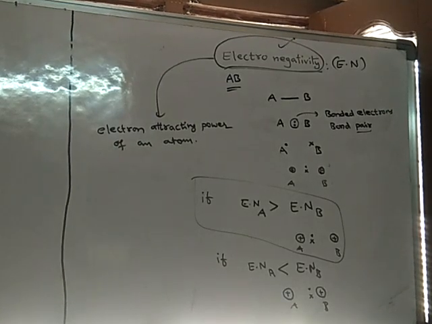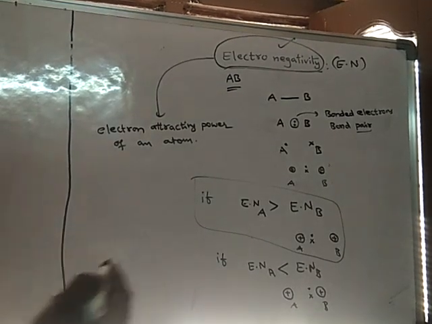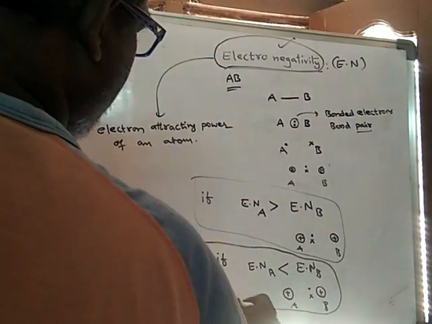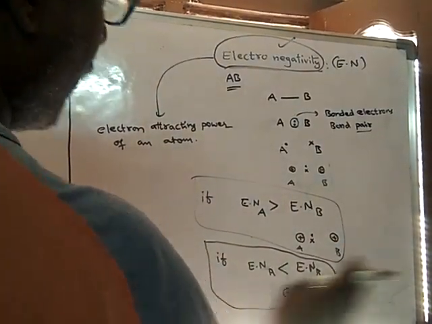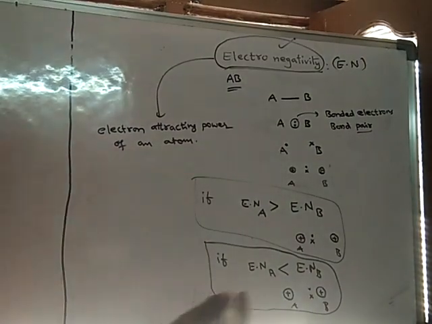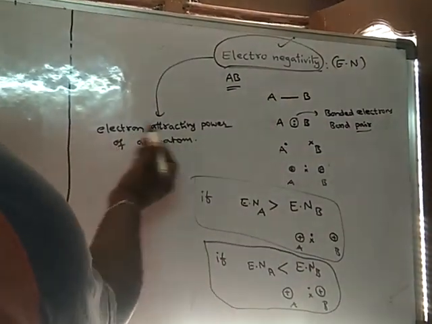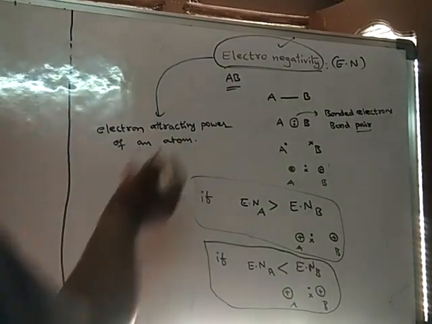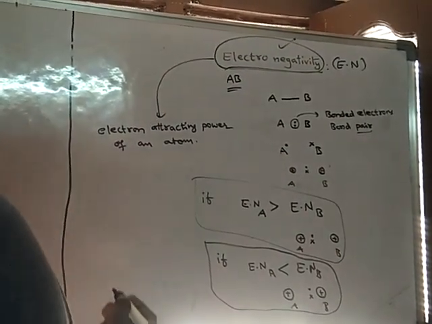So like that, depending upon the attracting power of the atom, the electron pair will move towards that atom. That electron attracting power is said to be electronegativity. So we can define electronegativity like this.